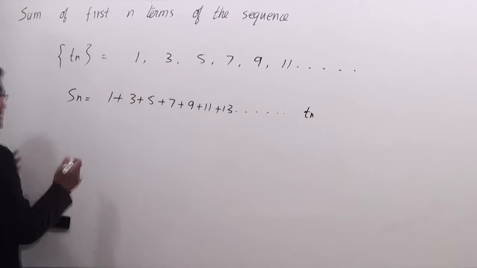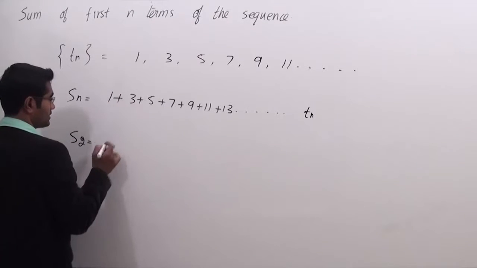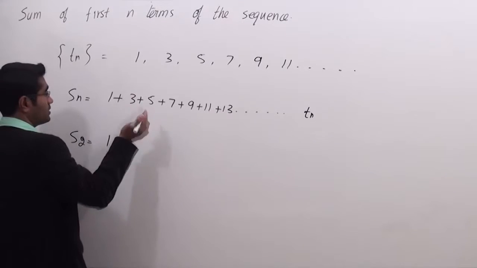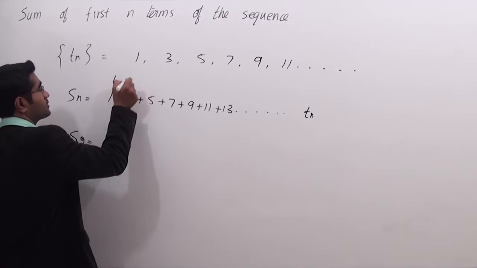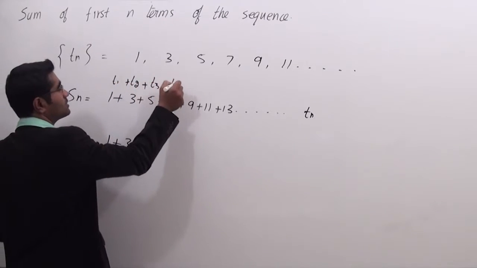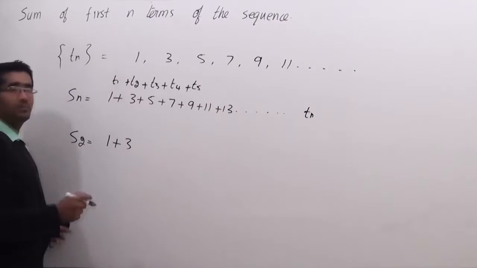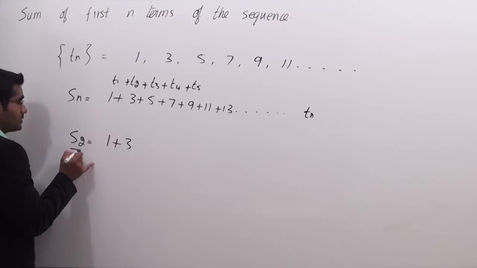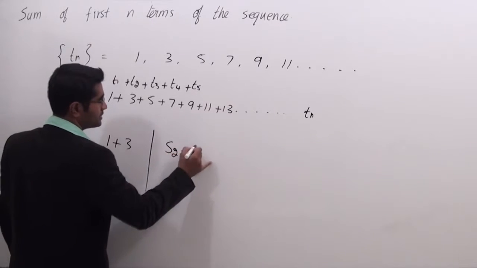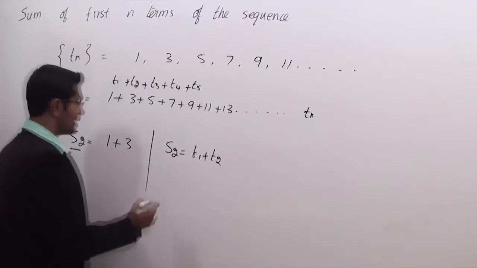Okay, now what do you mean by S2? It means adding the first 2 guys, that is 1 plus 3. That's it. Okay, can I write this in more general terms? Yeah, this guy is called T1, this guy is called T2, this guy is called T3, and that's how it goes. This is T4, that's T5, isn't it? There's the first term, second term, that's it. So if I'm talking about S2, I can also write this in more general terms as S2 is T1 plus T2.